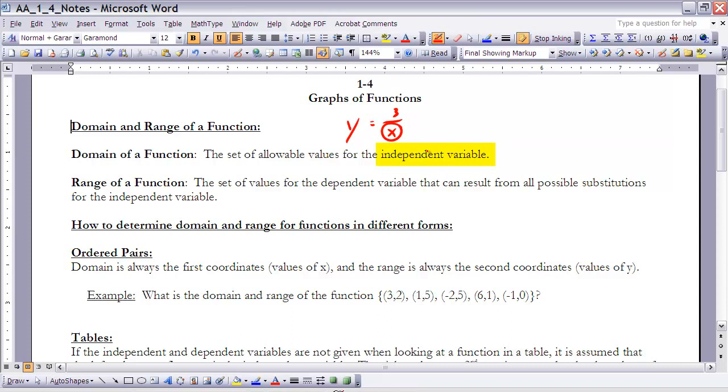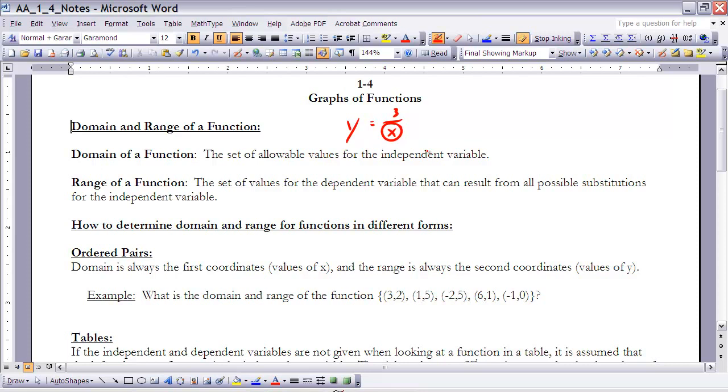As I think about my domain, almost every number goes in there. There's only one number that causes a problem, and that's 0. Usually when I'm looking at the domain of a function, instead of wondering about what it is, I'm going to wonder about what it isn't. What is going to cause me a problem if I plug it in there? Obviously if I put 0 in for x, I'm dividing by 0, and we know that's something we can't do. So the domain of the function is the numbers that I can put in for that independent variable.